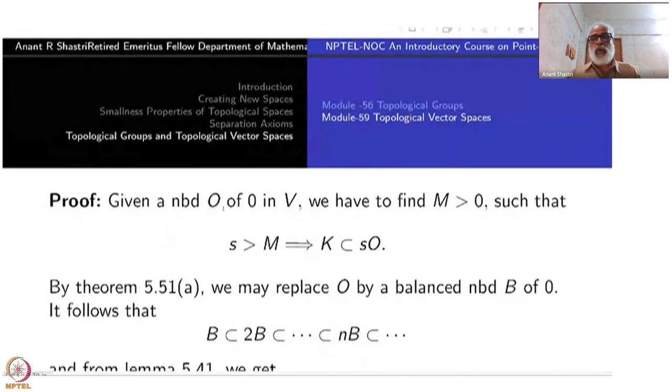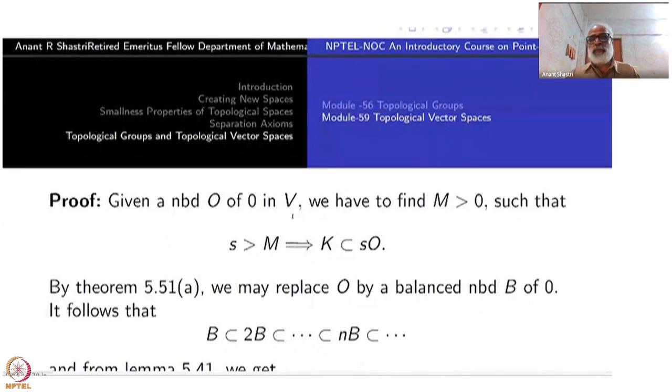Given a neighborhood O of 0 inside V, we have to find some M positive such that S bigger than M implies K is contained inside S times O. For any neighborhood, you find an M with this property, and that will mean that K is bounded. This is the definition of boundedness.